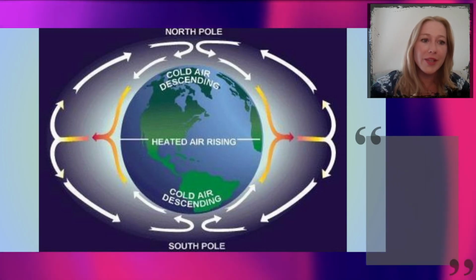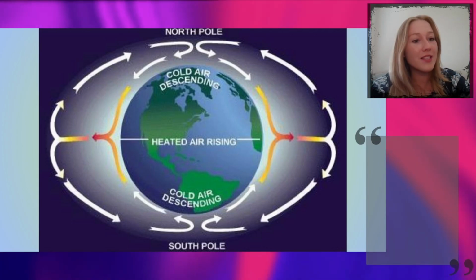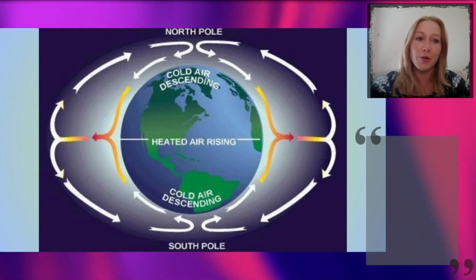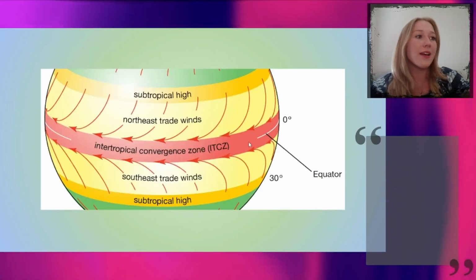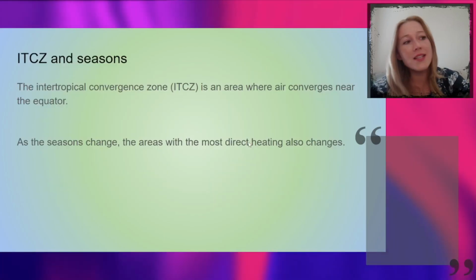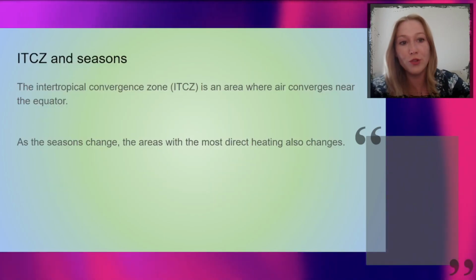And the name is specific to happen between the tropics. That is because it actually migrates over the seasons. It doesn't just happen on the equator, it happens between the tropics. As the seasons change, the area with the most direct heating also changes.